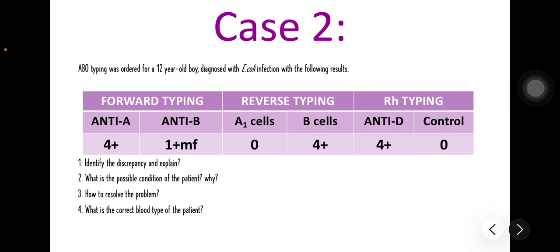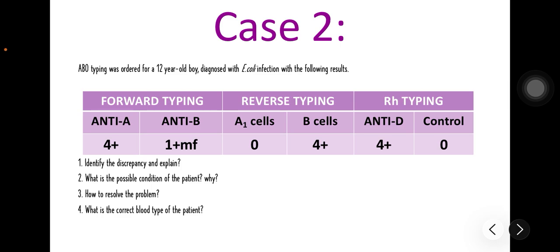Reverse typing, it has no reaction with your A1 cells. So there's no anti-A, and this is correct for your group A individuals. And then it has a strong reaction with your known B cells 4 plus. So the anti-B is present. This is also correct for your group A individuals. So reverse typing clearly says that our patient is a group A individual. So for the RH typing, the anti-D is positive 4 plus. So the patient is RH positive.